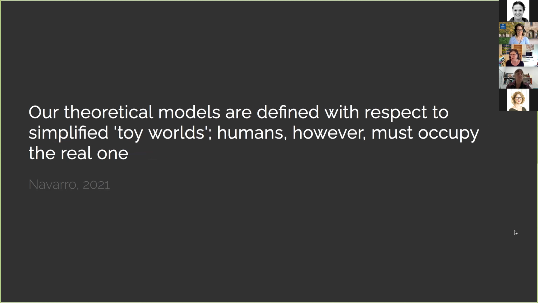What's worse is that on the other end, the scientist has a tendency to want to just simplify things. So we often build statistical or theoretical models that are defined with respect to toy worlds. So at some point we say, let us assume that data are IID, at which point everybody starts laughing, because of course none of this is true. And this has consequences for the differences between what the models predict and what human behavior looks like.